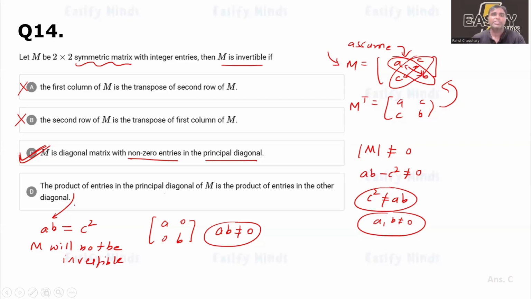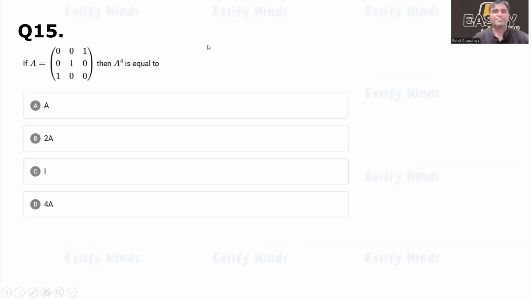So if the KCET is saying that M is not invertible, if I add the word not, then which option gets correct? Then D will get correct. C will get wrong. Understand? Clear? So this is how you have to interpret the statement based questions like that. Now let's move to 15th. Yes, only C is correct.